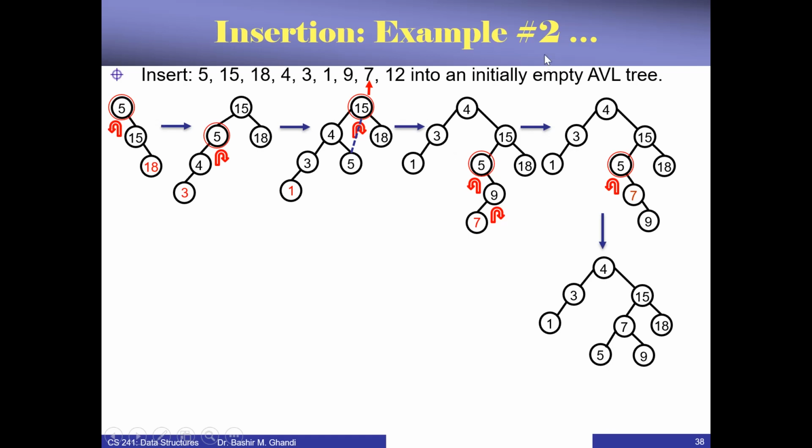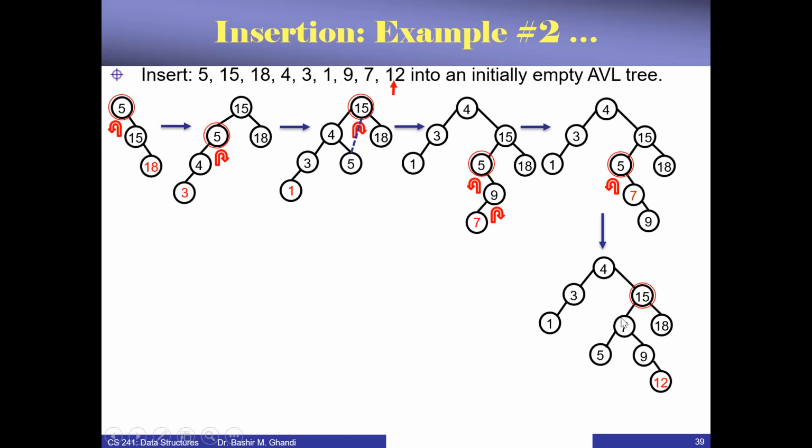Inserting 12 will create this, and if you check, no issue with 9, no issue with 7, but there is an issue with 15. It has only 1 on the right and 1, 2, 3 on the left. So there's an issue with 15. What is the issue? It is a left-right.